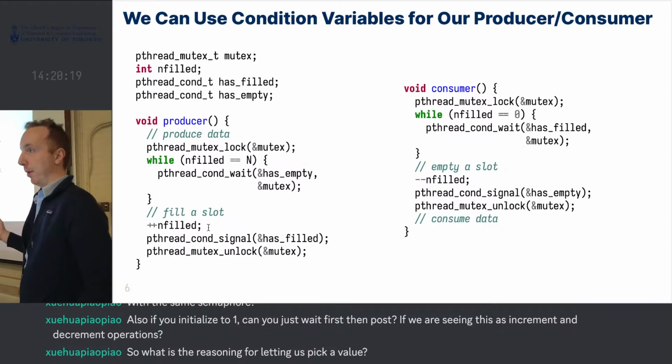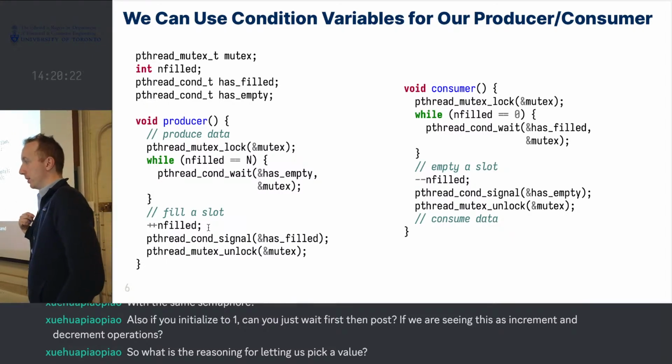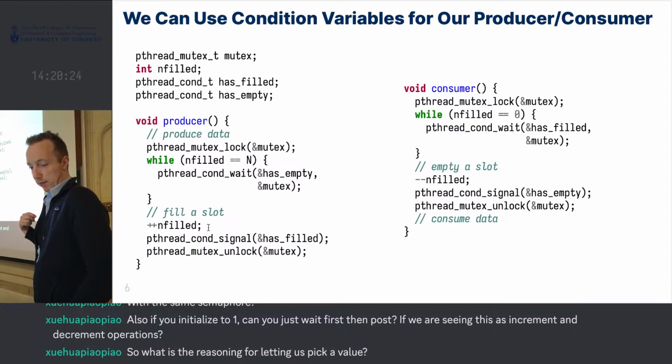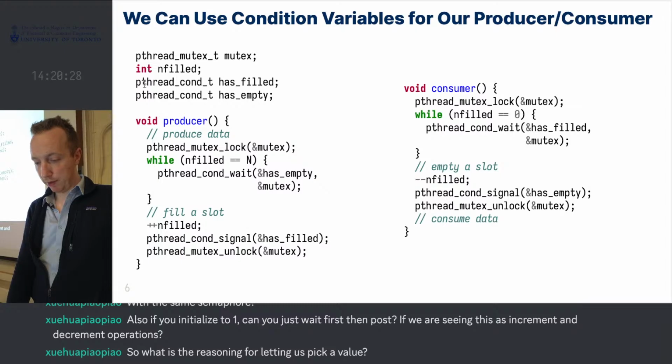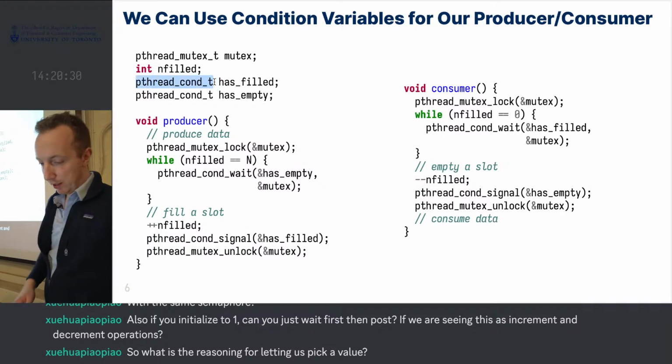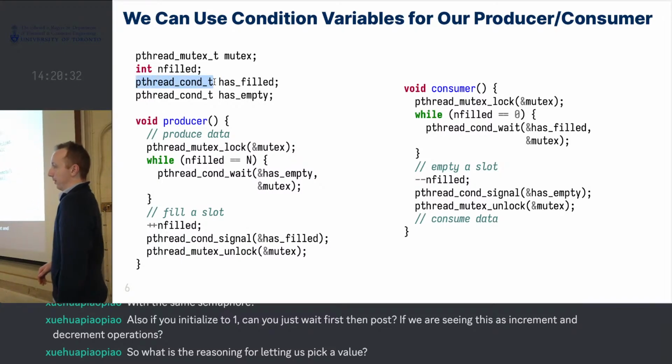So any questions about this? Sorry, could you explain again how has filled and has empty works? So this condition variable, this pthread cond, basically you can think of it as just a queue.